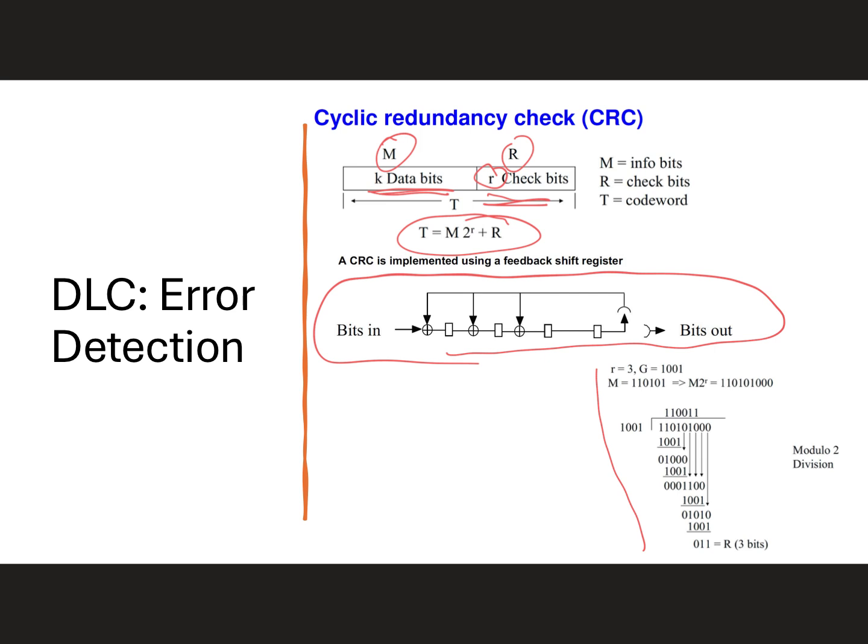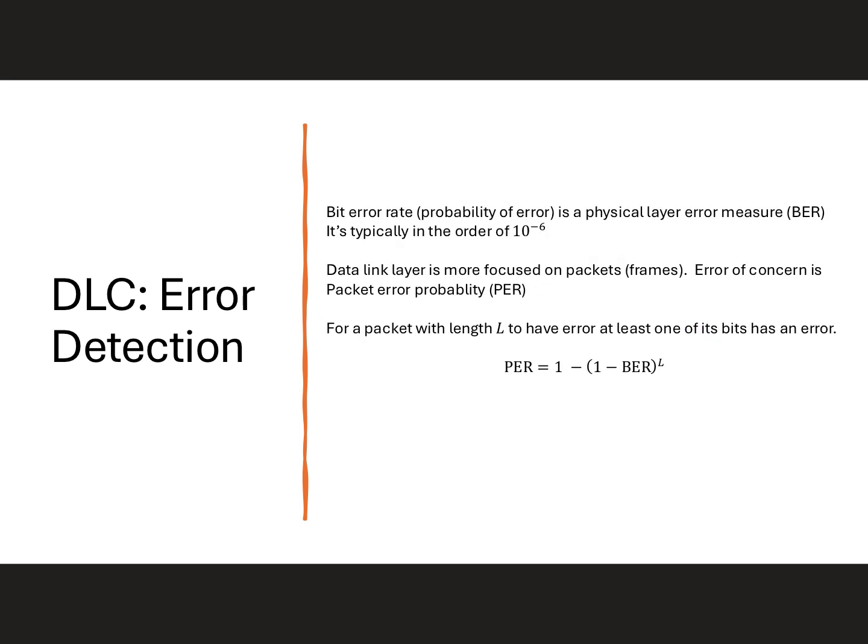We have done a couple of examples. You had that also in your assignment. And also, if you want to check for the error, you repeat that operation. So you receive the full packet, including both the message and the CRC R bits, right? And then you take that and you divide it again by the generator.